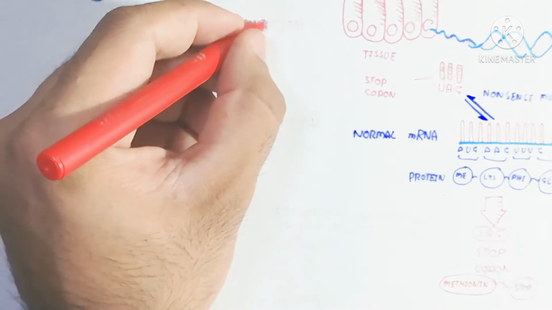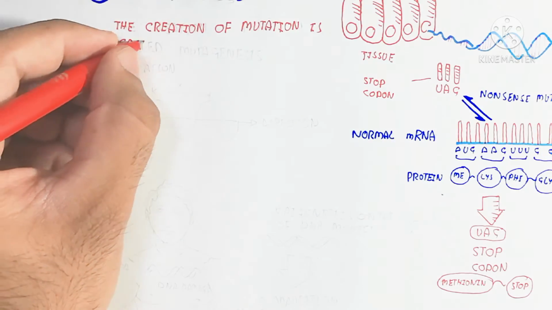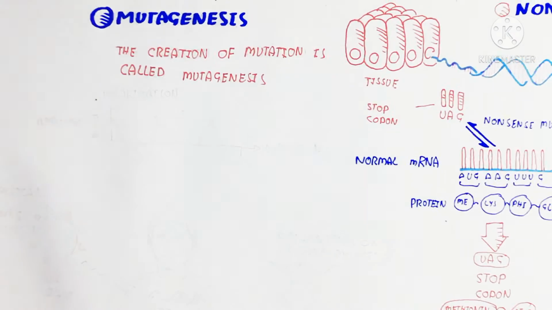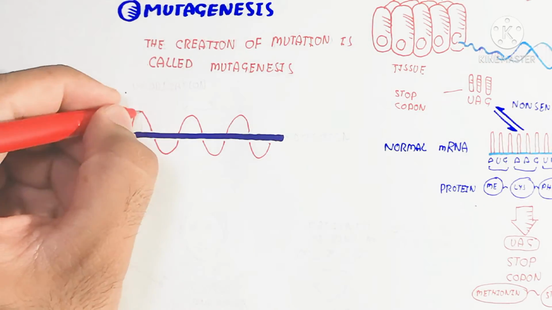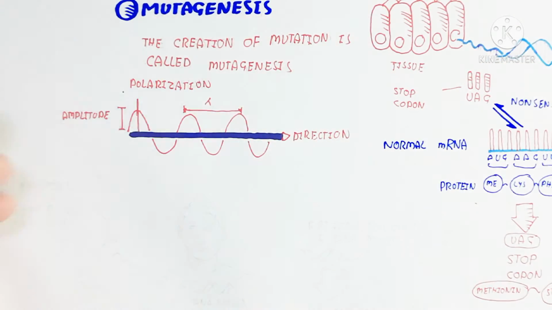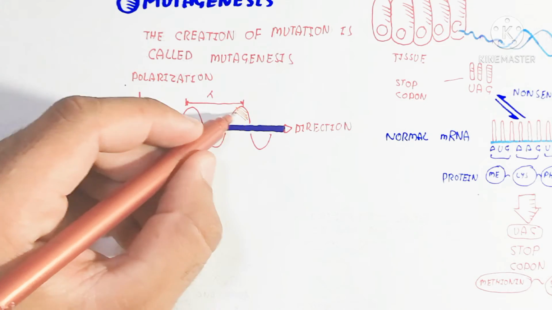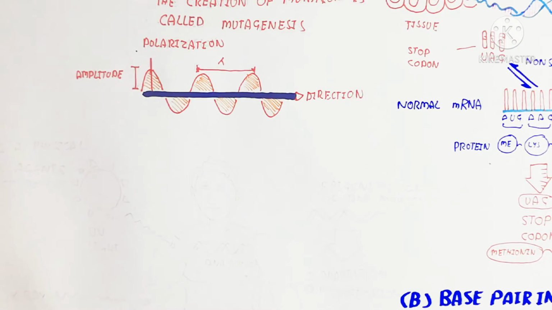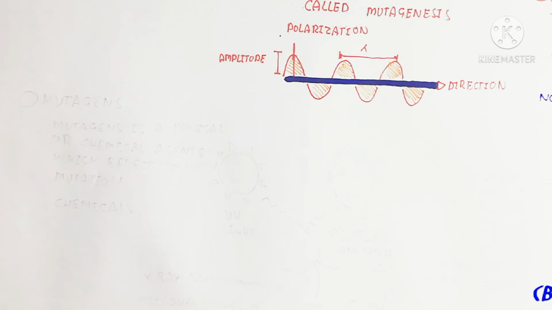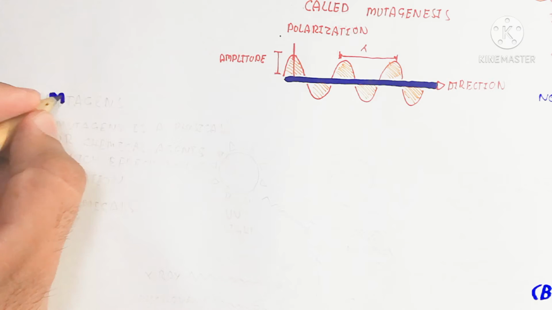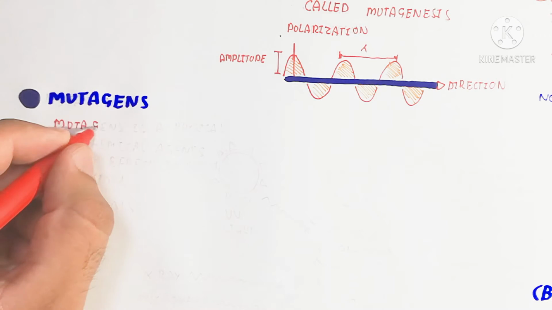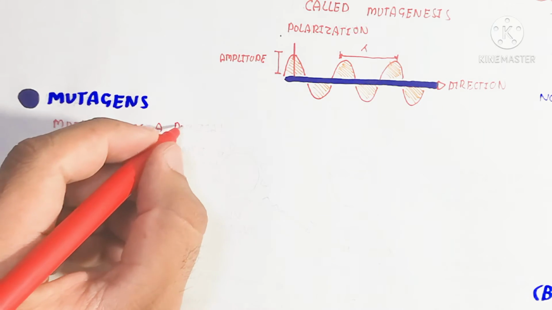So next we will discuss mutagenesis. Mutagenesis means the creation of mutation. So mutagenesis is the process which creates the mutation. Here we will first discuss the waves. So the wave direction is here, and that's the amplitude, and here is the lambda, where the crest and trough are present. So that is a physics topic, but we will just understand it.